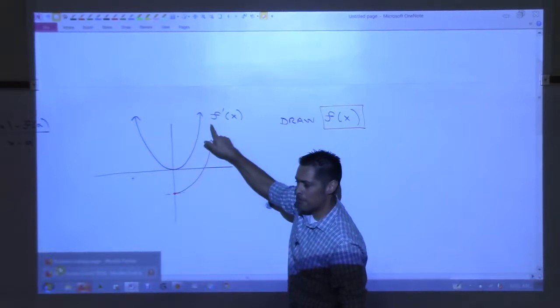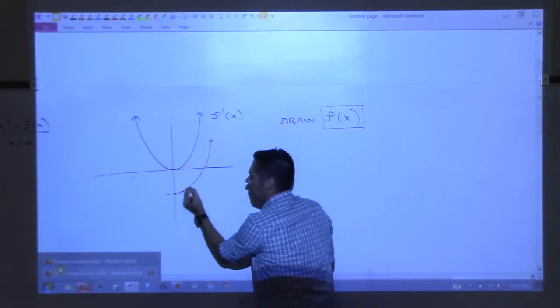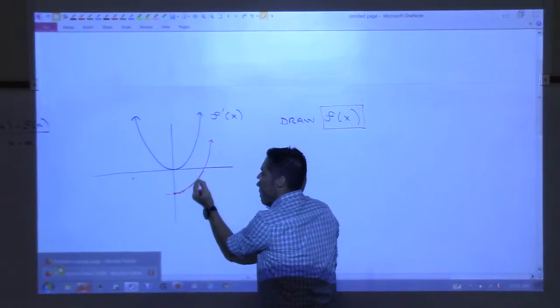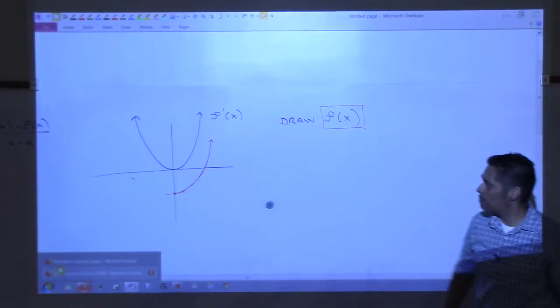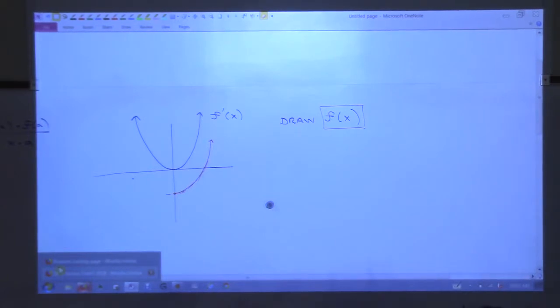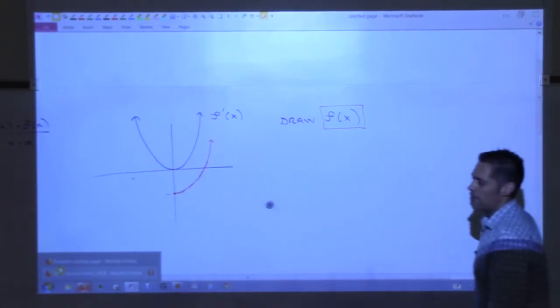On this one, you agree my tangent lines, look at them. They're positive, but they're getting bigger, steeper, right? Steeper means bigger. So I think that red graph would suffice on the right side, wouldn't it? What about the left side, though?